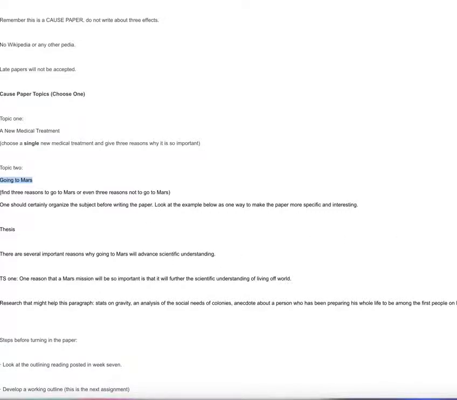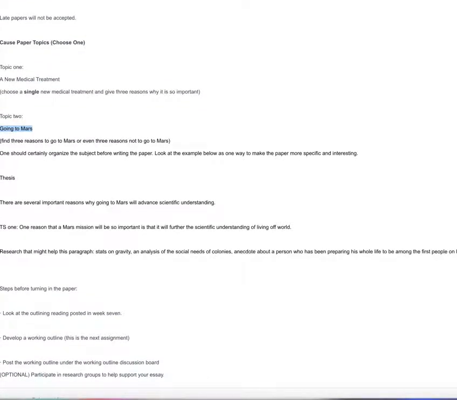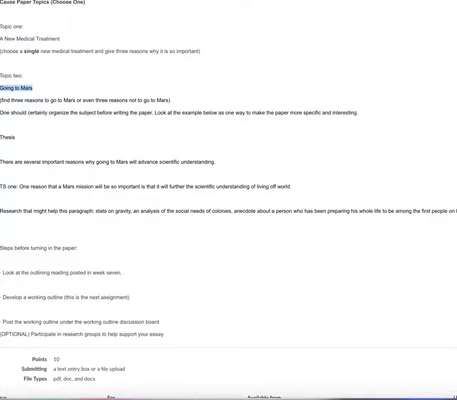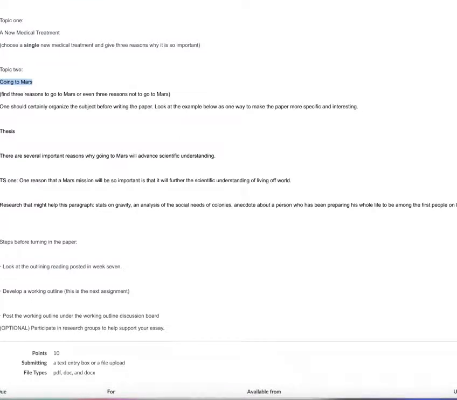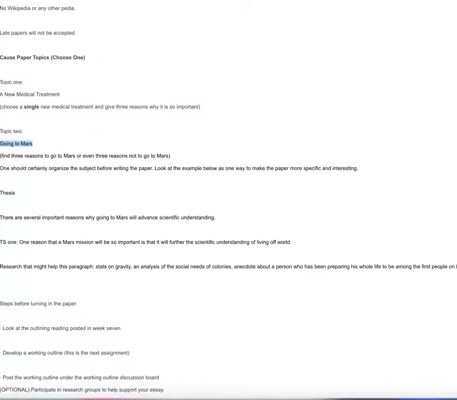The rest of this, quite honestly, is just directions on how to write a good thesis, the steps to take, including an outline, which we will be engaging in this week. There is an optional segment of the outline, which is to participate in research groups. I always like this part, but I don't think the students do, because I've had many complaints about the fact that you like to research on your own, you're in an online class.